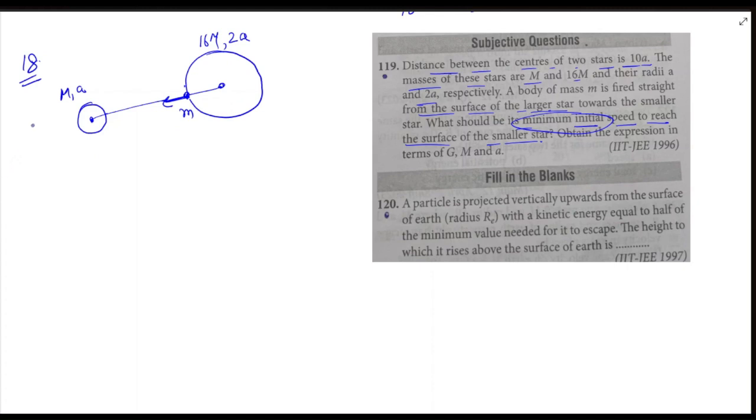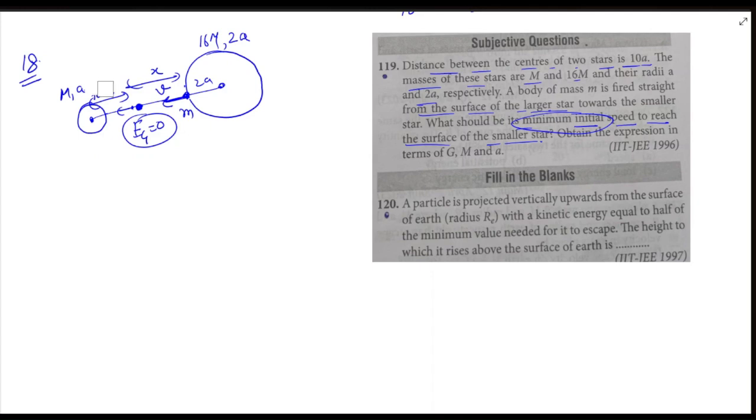Look, in between these two spheres there will be a point where the gravitational field will be zero, right? After that point, if the particle is here, this will pull it automatically towards itself. So we just need to give the velocity such that this particle will reach a point where the gravitational field is zero. So let's first find the gravitational field. Let's say this is x. Now the distance between them is 10a. This is 2a, this is a, so this will be 7a minus x.